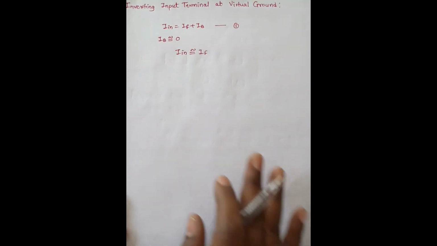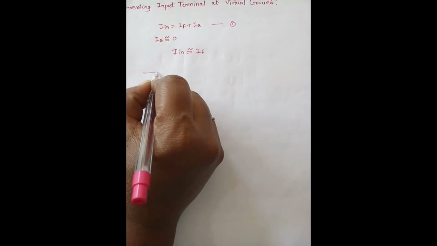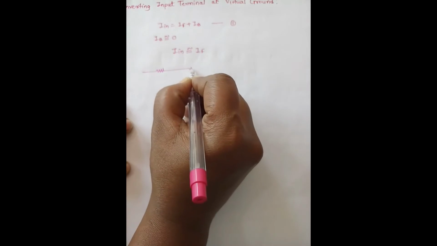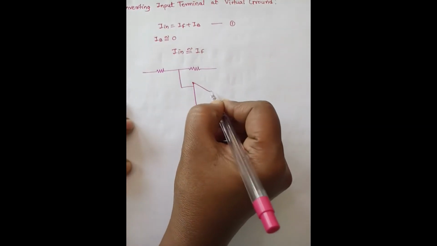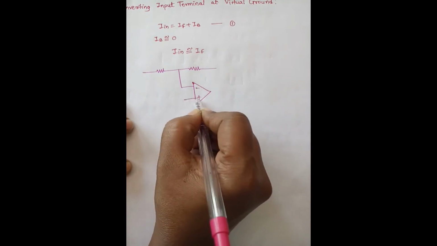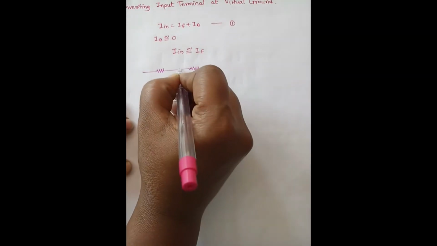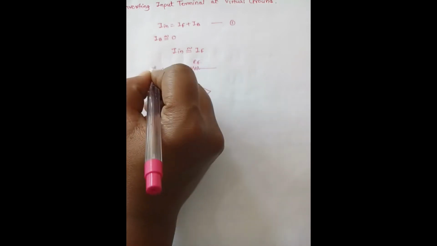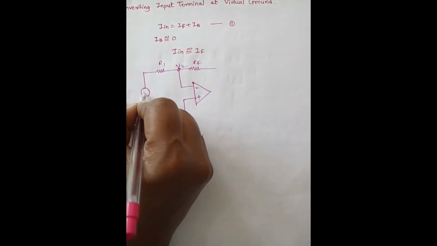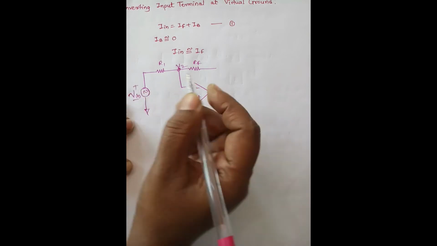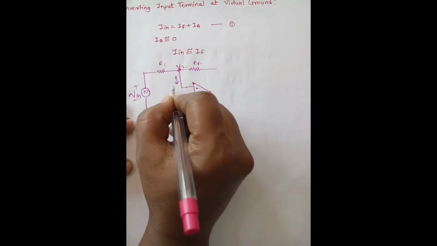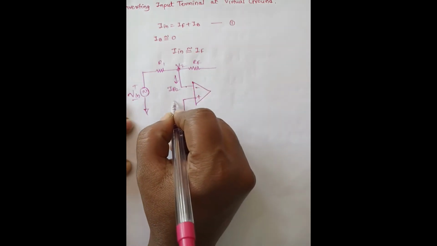Inverting input terminal at virtual ground. Okay, we'll redraw the circuit and then you will get the idea about this. This is node V2, feedback resistor R1, some input signal we are provided here, V in.